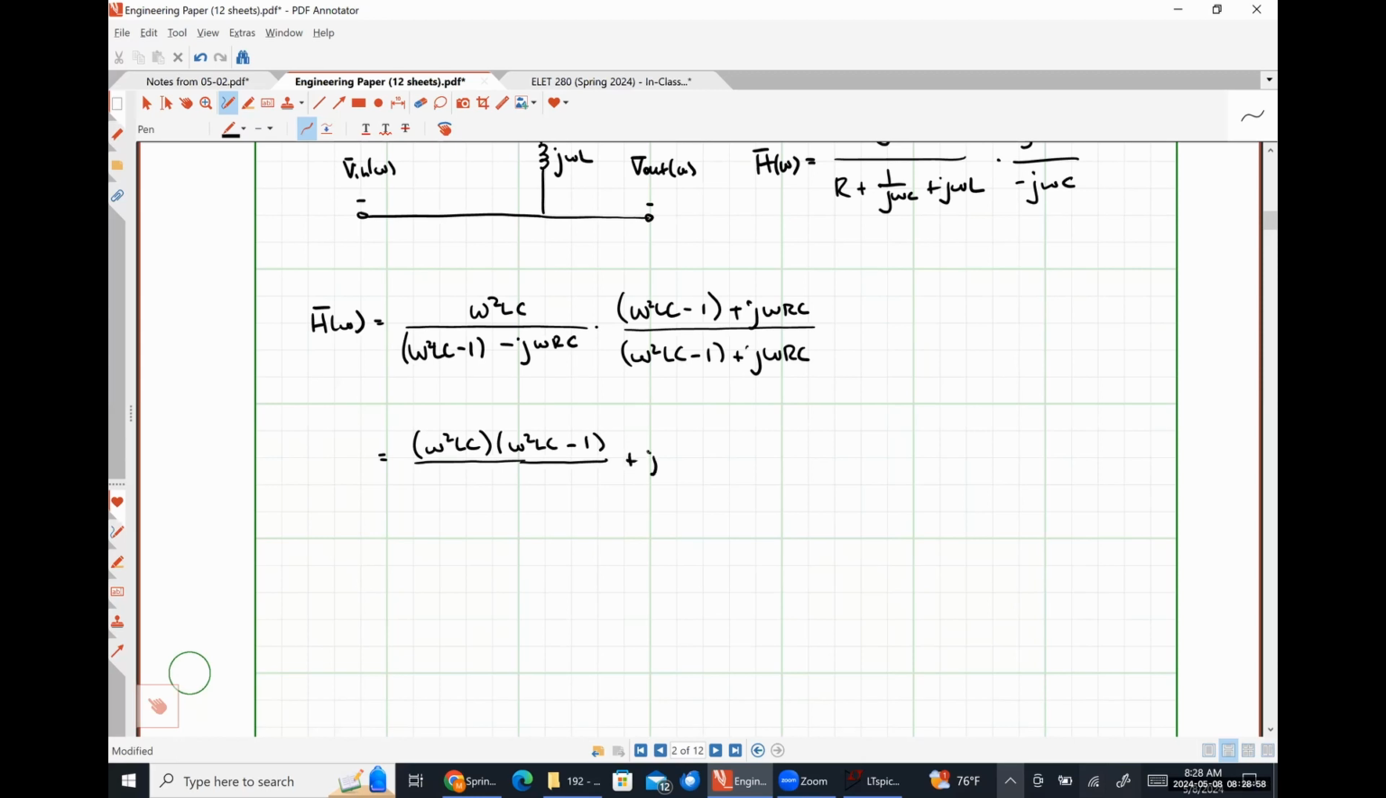And then it'll look like omega squared LC times omega RC as the numerator of our imaginary part. Our denominator is omega squared LC minus 1 squared plus omega RC squared. And that's true for both the real and the imaginary parts, which is why I'm allowed to split it up like I do.